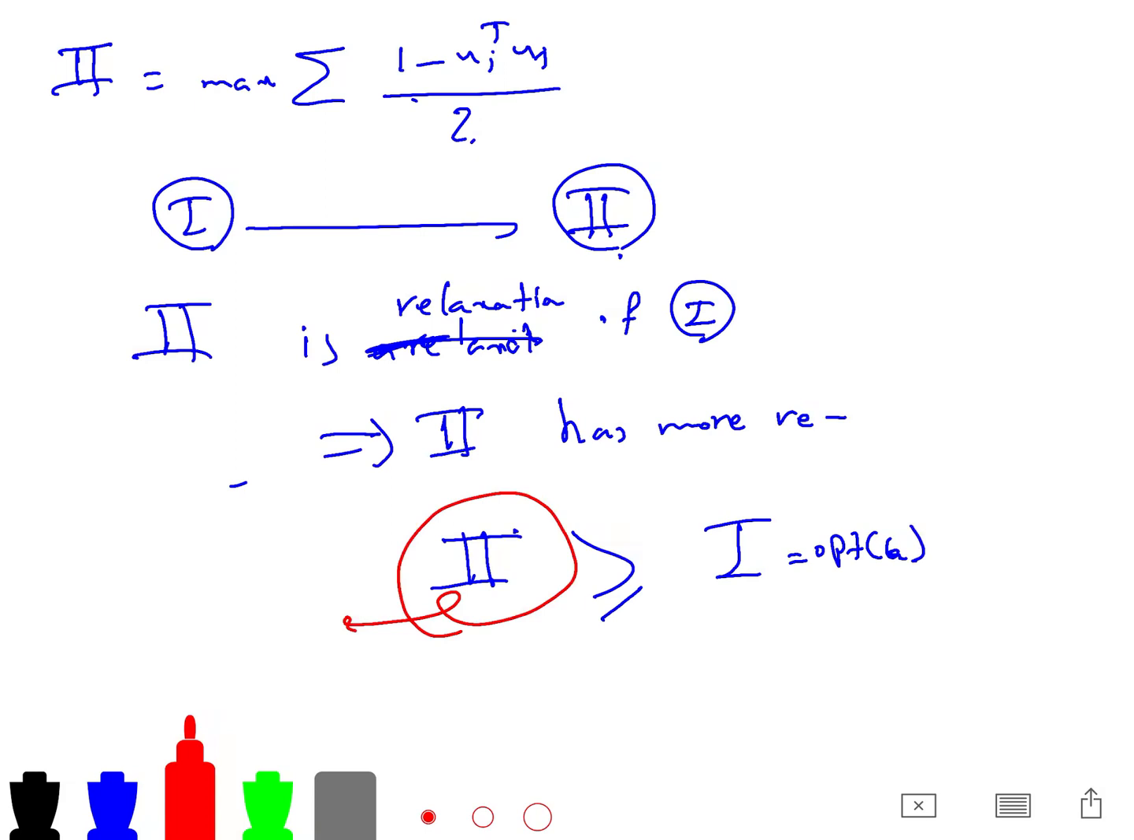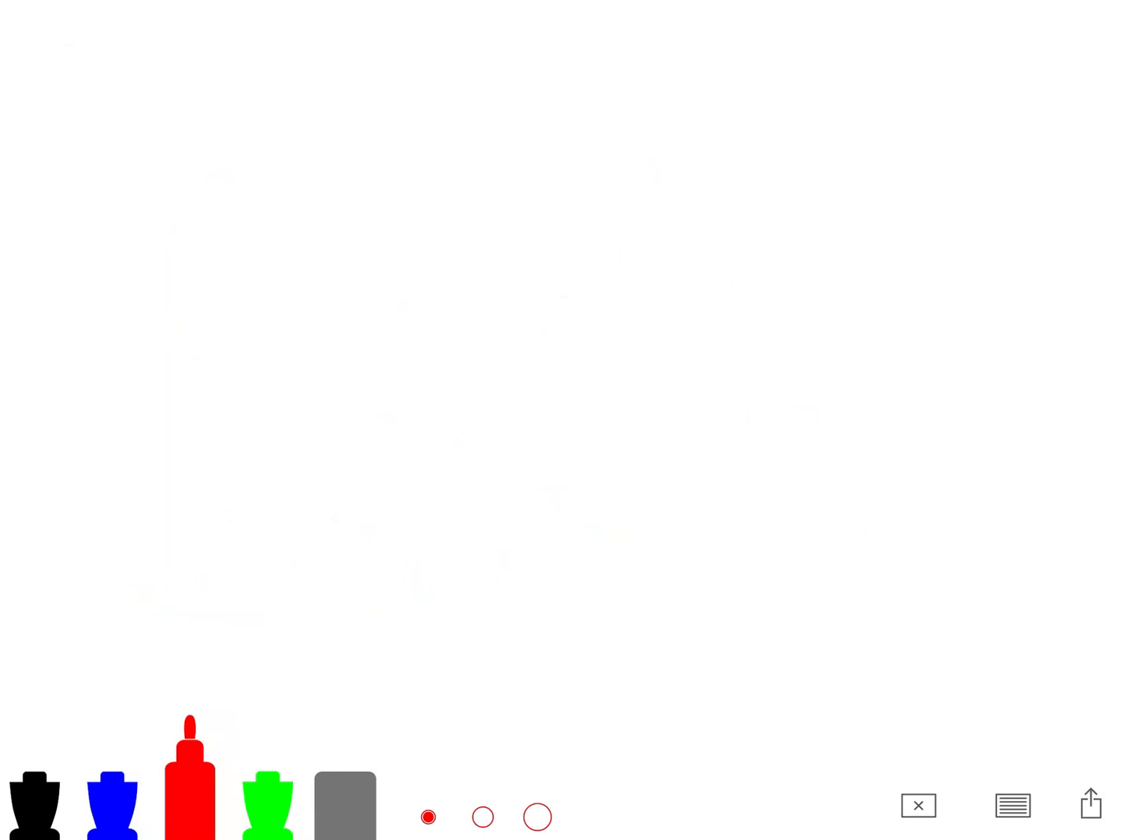So this is bounded. Why? Because ui transpose uj is greater than or equal to minus 1. So it is bounded, and we don't have any problem with that. So SDP allows us to solve problem 2 efficiently.